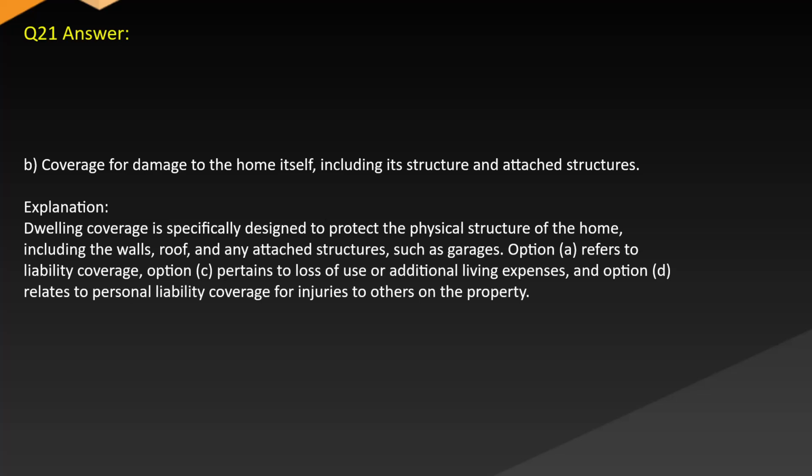Explanation. Dwelling coverage is specifically designed to protect the physical structure of the home, including the walls, roof, and any attached structures, such as garages. Option A refers to liability coverage. Option C pertains to loss of use or additional living expenses, and Option D relates to personal liability coverage for injuries to others on the property.